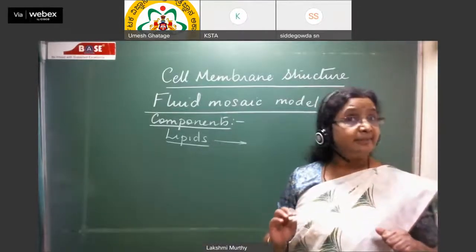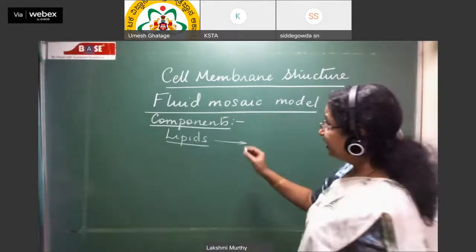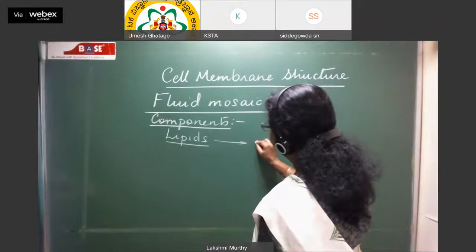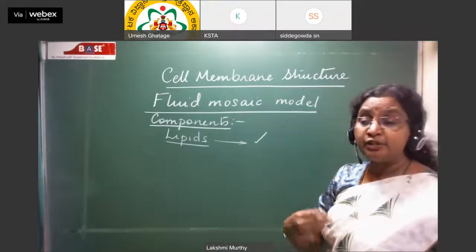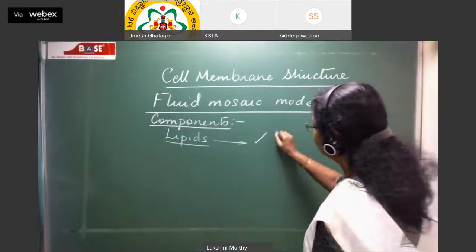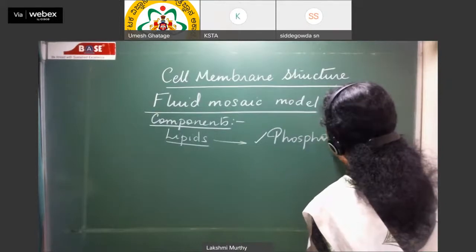What are the types of lipids that are present inside the cell membrane? The lipids are going to be of two types. The first and the most predominant type, or the majority type of lipids that are present, are called phospholipids.